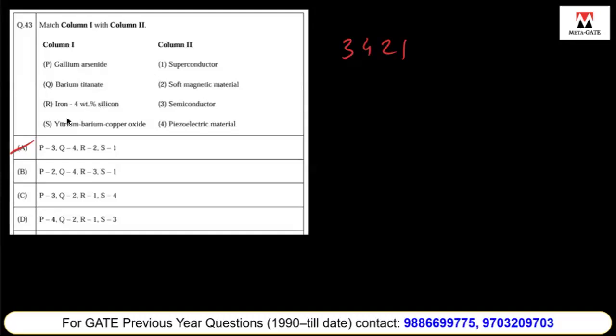The iron with 4% silicon is a typical electrical steel known as silicon steel. It possesses lower magnetic losses.